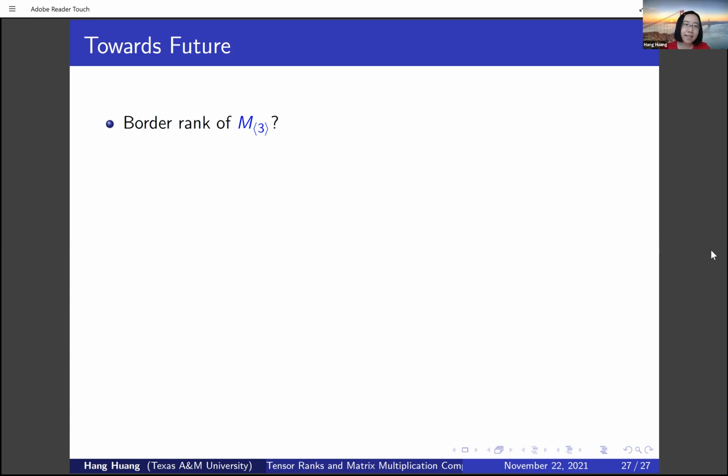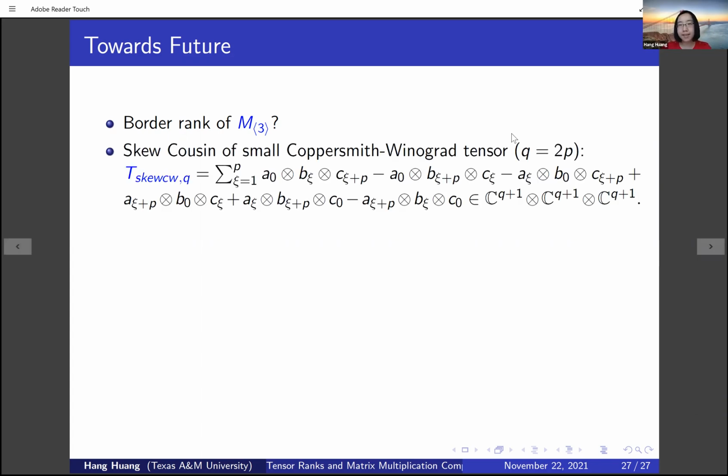And in a slightly different direction, previously I said our result about the small Coppersmith-Winograd tensor is kind of a negative result towards the upper bound of omega. So now we have some ideas of how to get a more positive result towards the upper bound of omega. We look at a slightly different family of tensors. This is what we call the skew CW tensor. So it's the skew cousin of small Coppersmith-Winograd tensors.